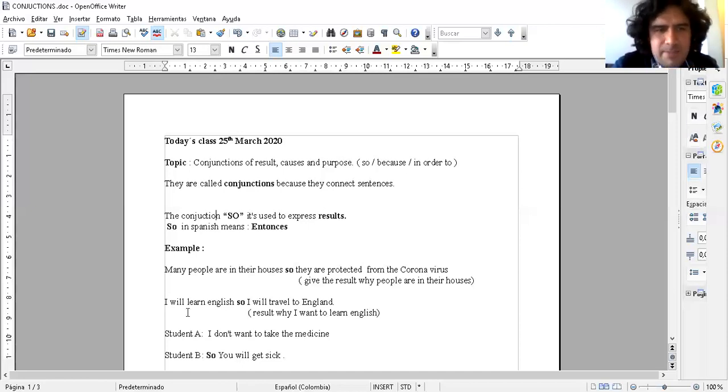The second example says, I will learn English, aprender inglés, so I will travel to England. Entonces, viajaré a Inglaterra. Consequence, result, consecuencia, resultado, viajaré a Inglaterra. ¿Por qué? Pues porque estudiaré inglés. That will be the result. Next example.